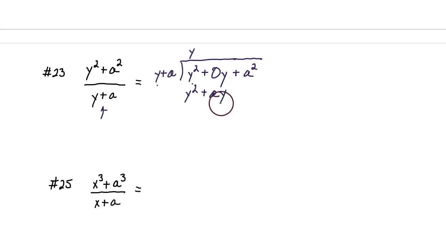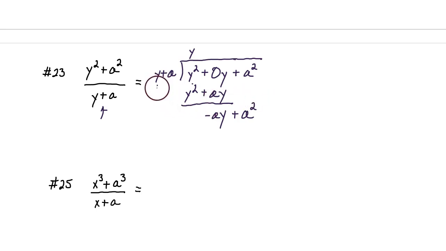Now you see why I needed the placeholder, so that I could get this y term lined up under a y term. I don't want the ay to be written under the a squared. Now let's subtract. Y squared take away y squared cancels away. 0y take away ay makes negative ay. Bring down the next term.